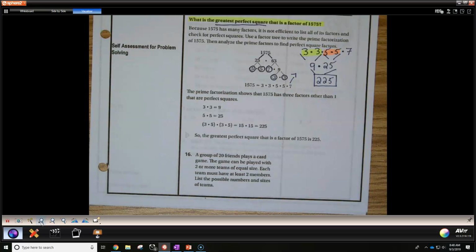Now, 225 is a perfect square because 15 times 15. Does anyone see how we could have got 15 times 15? Since I had 2 numbers repeating, I had 2 3s, 2 5s, I would add a 3 times a 5 and a 3 times a 5. 15 times 15. Okay? I know that'll be a little tricky.